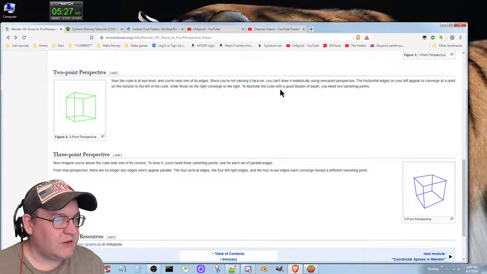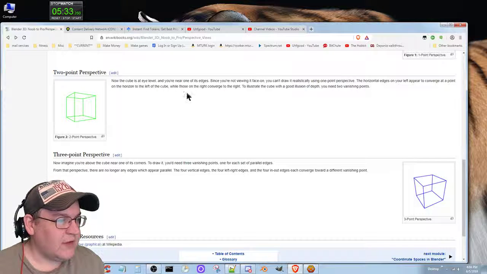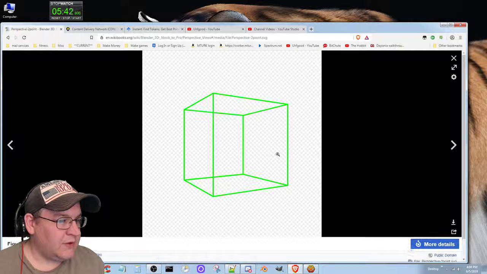Since you're not viewing it face on, you can't draw it realistically using 1-point perspective. The horizontal edges to your left appear to converge at a point on the horizon to the left of the cube, while those on the right converge to the right. To illustrate the cube with a good illusion of depth, you need 2 vanishing points. 2-point perspective.